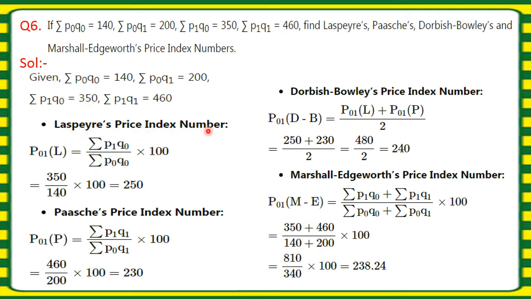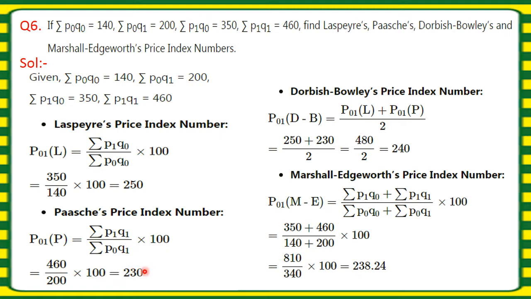Write the formula. P01 of L is equal to sigma P1 Q0 upon sigma P0 Q0 into 100. Substitute the given values and simplify. We will get 250. Then Paasche's price index number. Write the formula P01 of P is equal to sigma P1 Q1 divided by sigma P0 Q1 into 100. After substituting the values and simplifying, we will get 230.